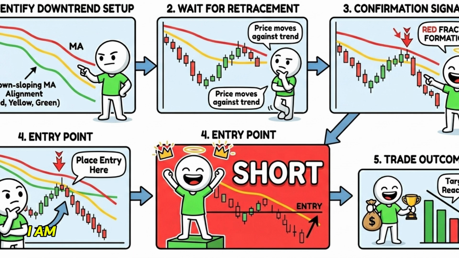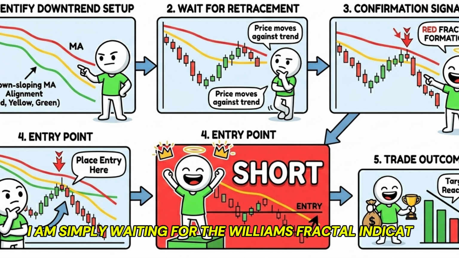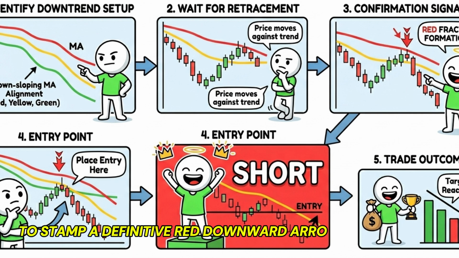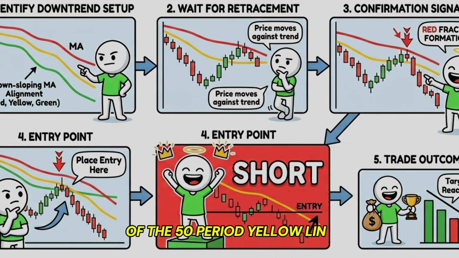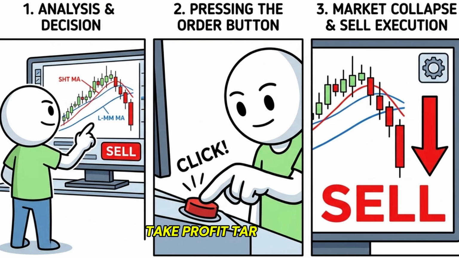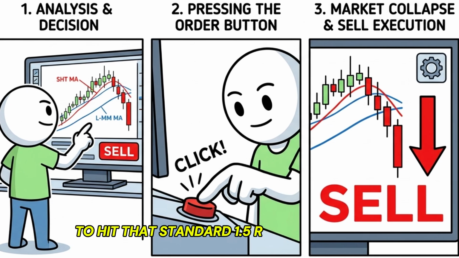From that moment on, I am simply waiting for the Williams fractal indicator to stamp a definitive red downward arrow on the chart. The moment that red signal locks in, I initiate my short position right at the close of the candle. I immediately position my protective stop loss directly above the overhead resistance of the 50 period yellow line, and I project my downside take profit target out to hit that standard 1.5 risk reward mark.